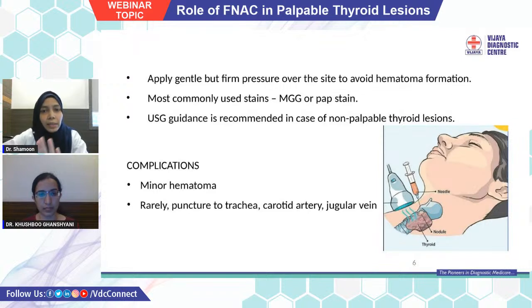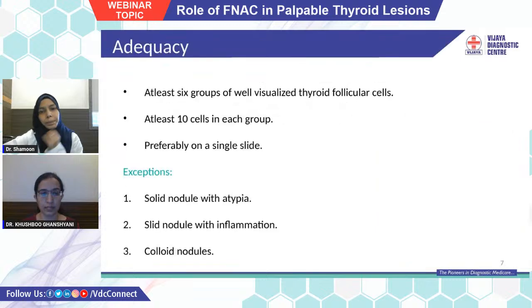Then apply gentle but firm pressure over the site to avoid hematoma formation. Most commonly used stains for thyroid FNA are MGG or PAP. We also use H and E. USG guidance is recommended in case of non-palpable thyroid lesions as it enhances the adequacy of the material obtained. Complications of thyroid FNA include minor hematomas, which need to be informed to the patient before the procedure itself, and rarely we might puncture the trachea or carotid artery or jugular vein, so we need to be very careful while doing the procedure.